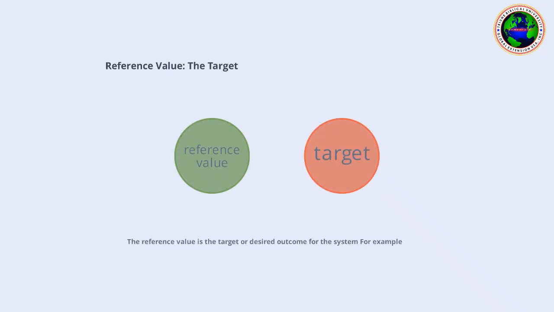Reference value is the target or desired outcome for the system. For example, you might want a robot arm to move to a specific angle or a vehicle to maintain a certain speed. The reference value guides the entire control process, providing a benchmark for the controller to compare against. Setting the right reference is crucial for achieving the desired system behavior.